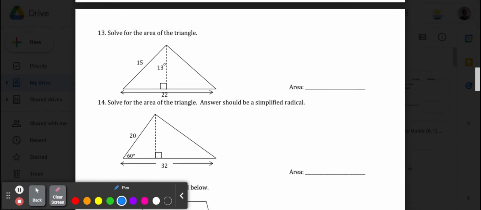Area of a triangle again, base times height divided by 2. So it's 13 times 22 divided by 2.